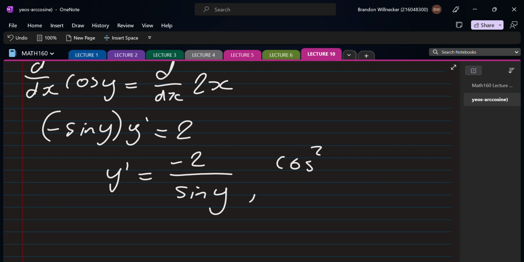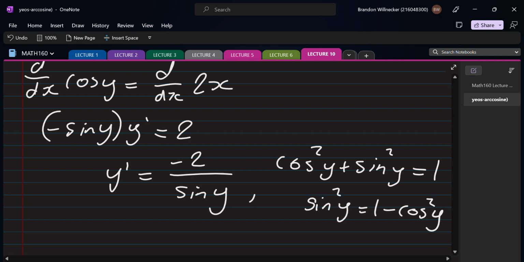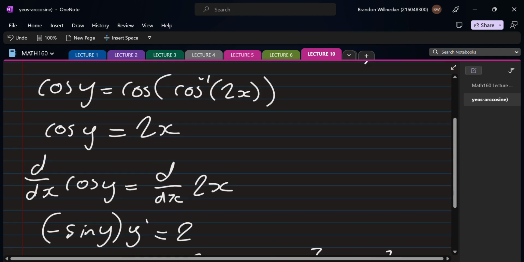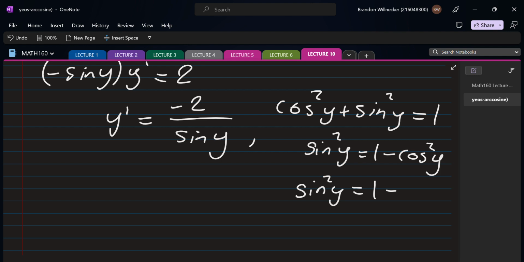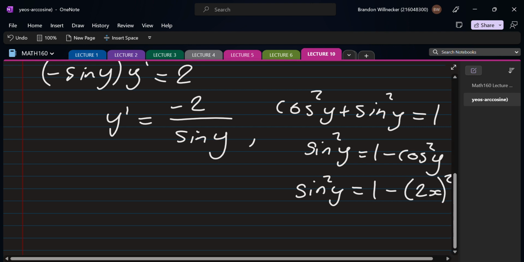We know cos squared y plus sine squared y is 1. Doesn't matter what y is, that's always true. Here we've got sine y, so let's solve for that. So sine squared y is 1 minus cos squared y. But cos y is 2x, we know that, that's from our previous working. So we can replace that. Sine squared y is 1 minus 2x squared. Now that squared is on both the 2 and the x. It is 2x, all of it squared.